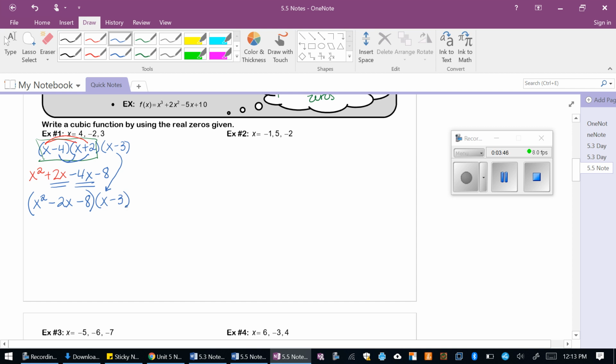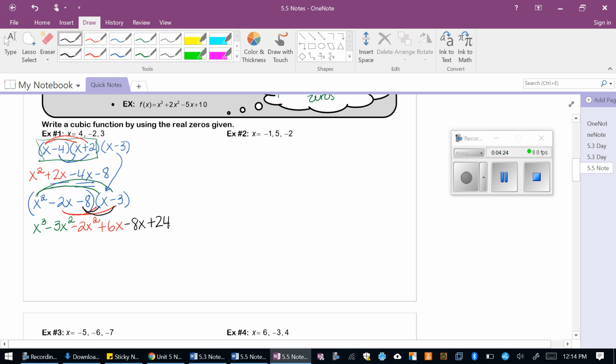Now we multiply the trinomial by the binomial. x squared times x is x to the third. x squared times -3 is -3x squared. We distribute -2x. -2x times x is -2x squared. -2x times -3 is positive 6x. Then we distribute -8. -8 times x is -8x. -8 times -3 is positive 24.